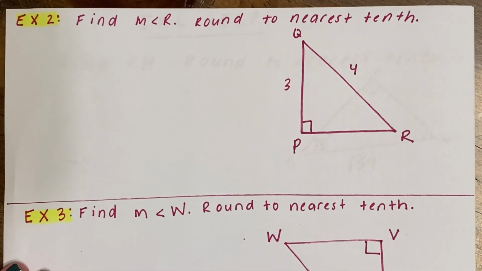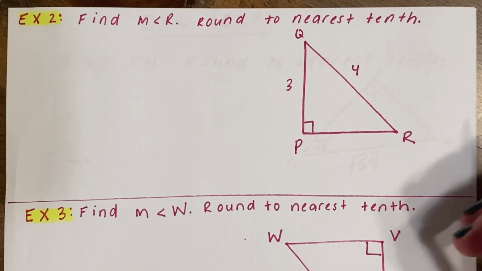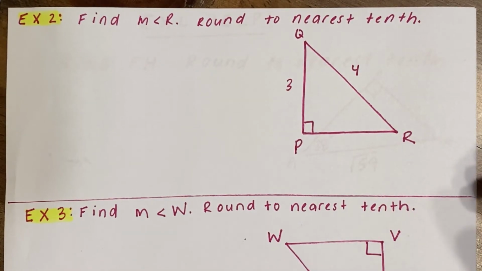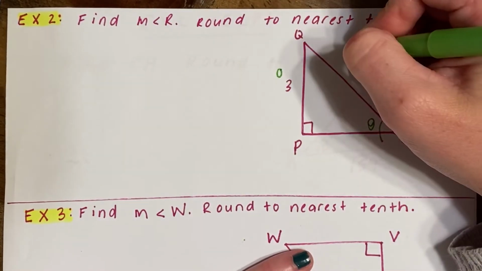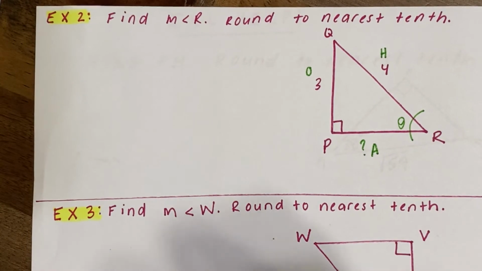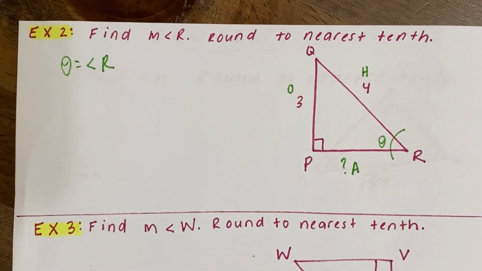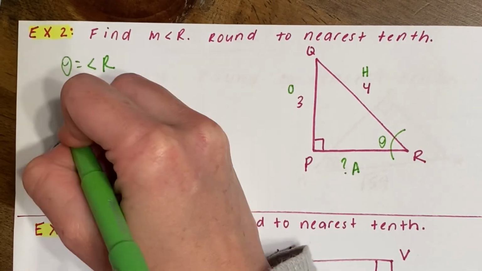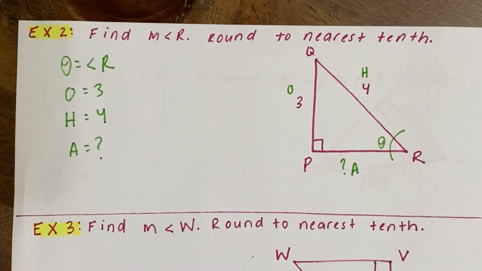All right, second example. So again, a good thing to do when you're taking notes from a video is to pause, try to do the problem, resume the video, and compare it with your work, okay? All right, so we are finding the measurement of angle R. Opposite is 3, the hypotenuse is 4, and then my adjacent side, we don't know, okay? So I've got theta is angle R. O is 3. The hypotenuse is 4. We do not know the adjacent side, okay?